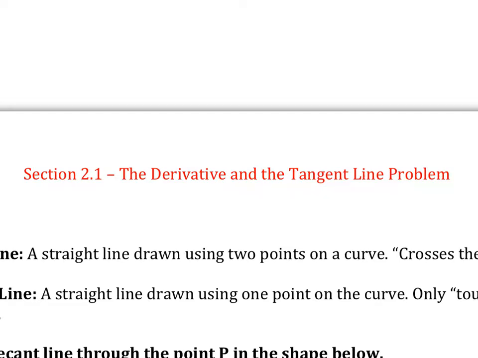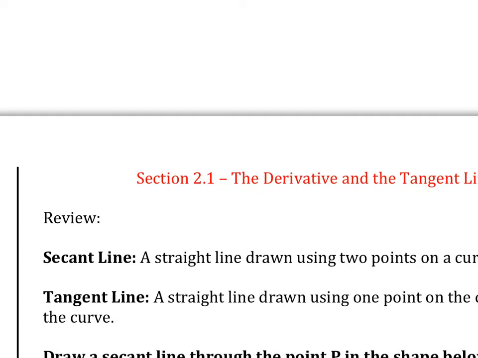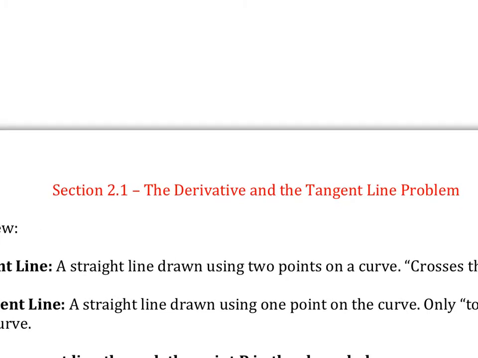Okay, so 2.1, we're talking about the derivative and the tangent line problem. So let's look at some definitions. Review. Secant line. A secant line is a straight line drawn through 2 points on the curve, and it's going to cross the curve. A tangent line is a line that is drawn with only 1 point on the curve, and it only touches the curve. So that's the difference. You have to know the difference between those two. Those are going to help you with a lot of things later on.